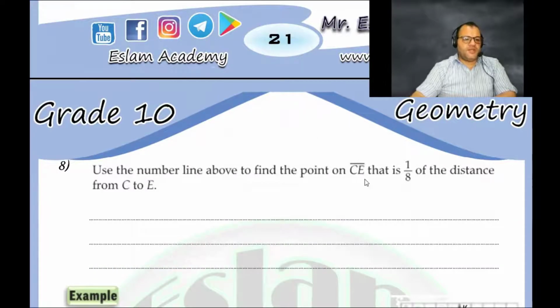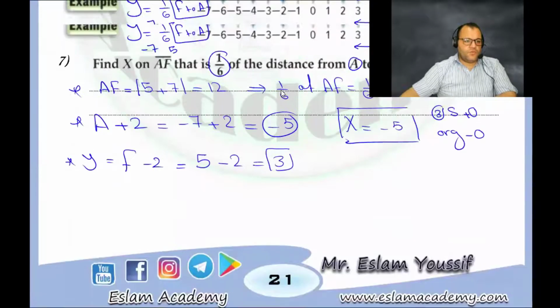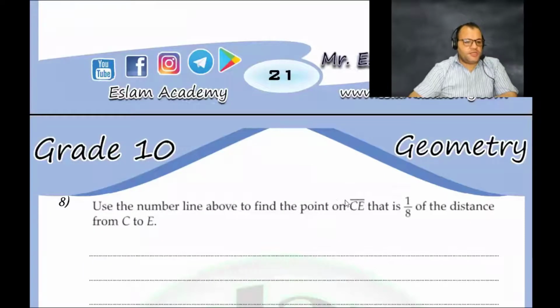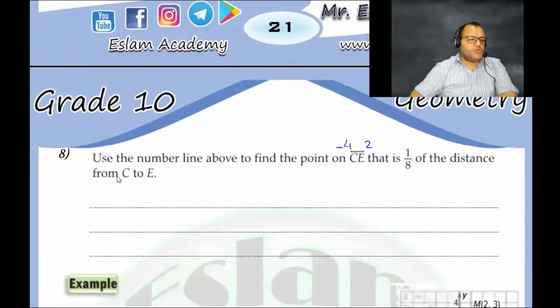We need to find the point which lies at 1 over 8 of the distance from C to E. So what is the value of C? It is on the top. C, which is negative 4, and E, which is 2. So we need to solve in 3 steps.